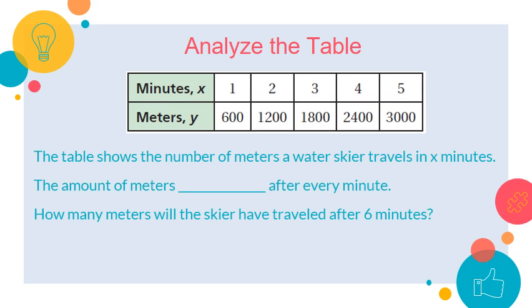All right, let's analyze some data. Let's start off with analyzing this table. This table shows the number of meters a water skier travels after so many minutes. So remember, time is typically your x values. So let's talk about the amount of meters. The amount of meters blank after every minute. So what does it look like we're doing every single minute? So here it looks like I'm adding 600, adding 600, adding 600.